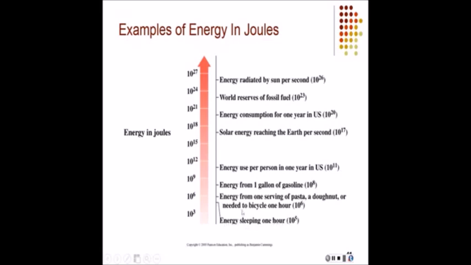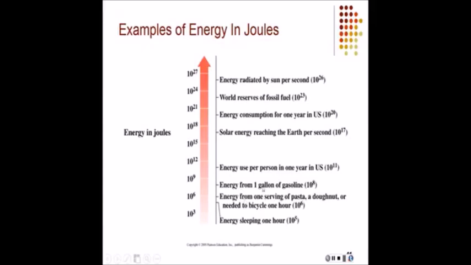And you can see as you go up, 10 to the 6 joules, a million joules, for one serving of pasta or a donut, or the energy needed to bicycle for an hour. I don't know about the pasta or the donut. When I eat pasta, it looks like it's a lot more than one donut would be, but you never know.